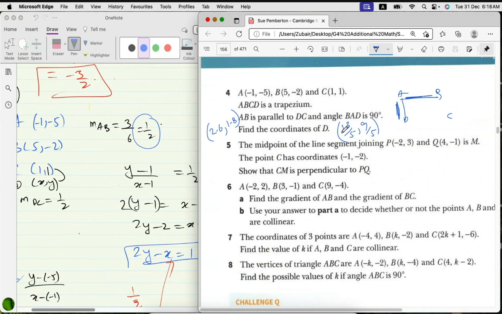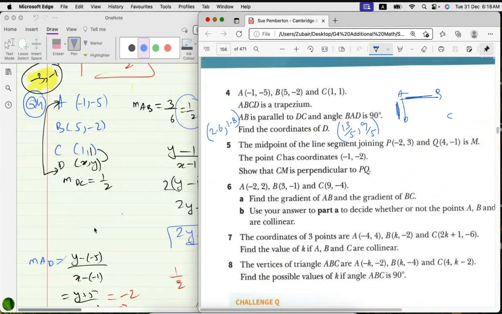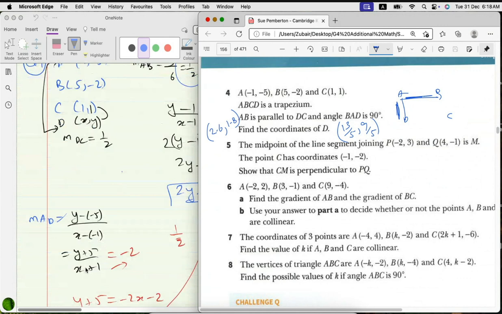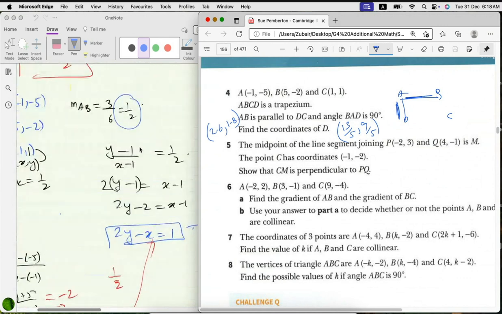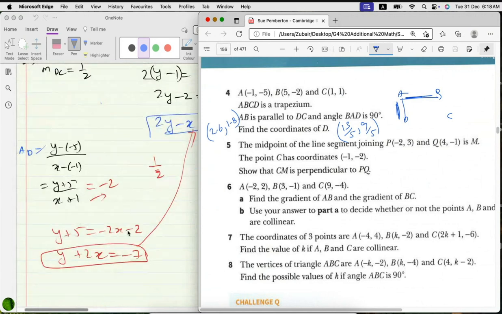And then AB is parallel to DC, already done. Angle BAD is 90, so BA and AD are perpendicular. BA gradient is already there, 1 by 2. AD: y2 minus y1 is y plus 5 over x2 minus x1 is x plus 1. If it is perpendicular to AB, AB is 1 by 2, negative reciprocal is minus 2. Minus 2x minus 2. Y plus 5, y plus 2x is equal to minus 7. Equations are correct.